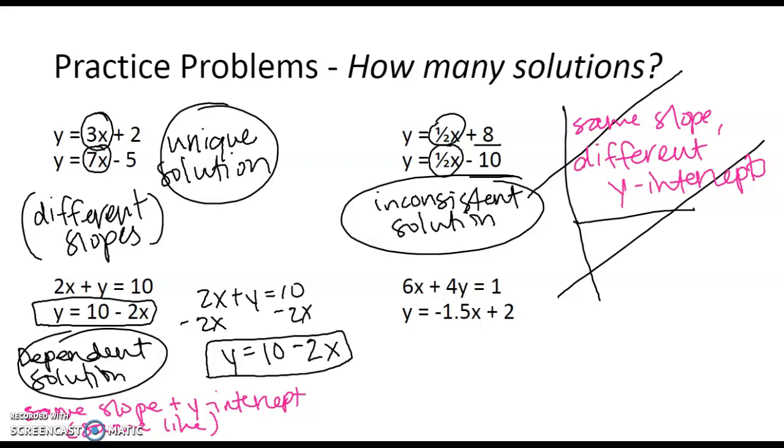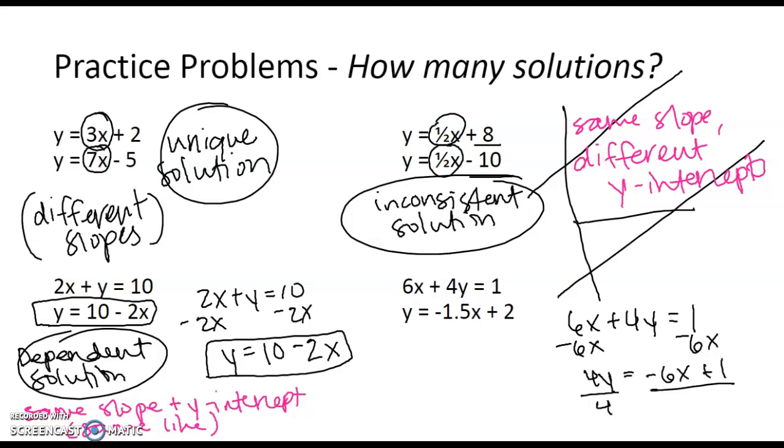Okay, and then our last example, we have 6x plus 4y equals 1 and y equals -1/2 x plus 2. So I'm going to rearrange my first equation again to be in y equals mx plus b form. So I have 6x plus 4y equals 1. If I subtract 6x from both sides, I get 4y equals -6x plus 1. I can divide both sides by 4, and I get that y equals -3/2 x plus 1/4. Now both of these equations have a slope of -3/2, or -1.5, but my y-intercepts are different.